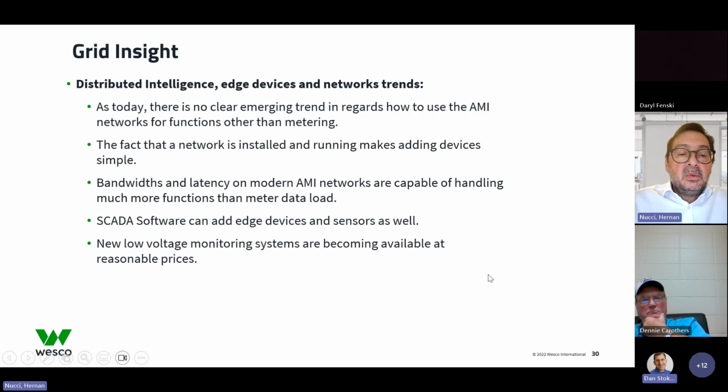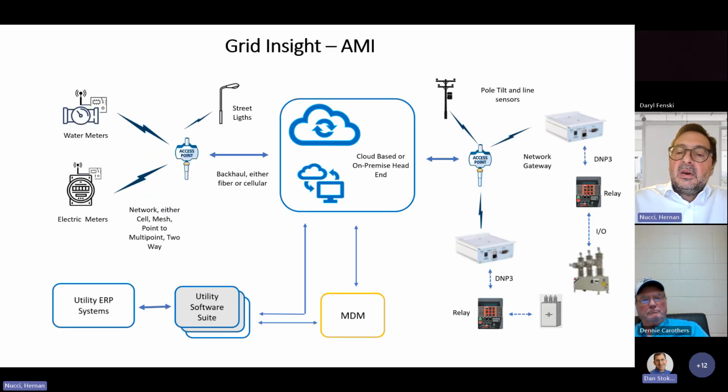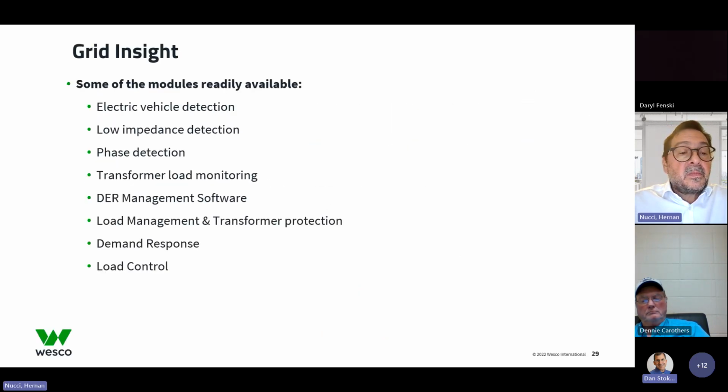So if we go to the trends today, there's no clear emerging trend regarding how to use AMI networks for functions other than metering. Using these gateways, as you see here, is possible. There may be some using it, but people prefer to keep the AMI for metering and use the SCADA network and other networks to do distribution automation or get grid intelligence.